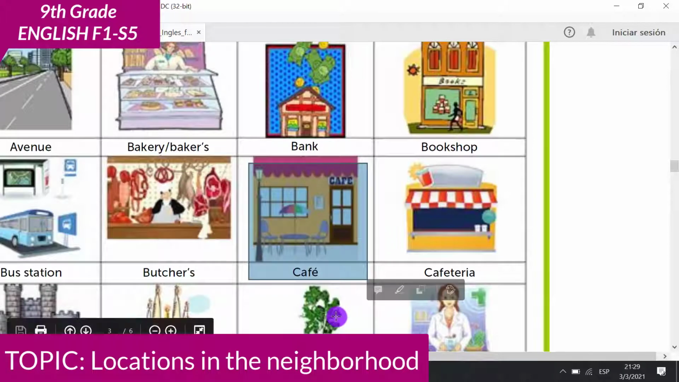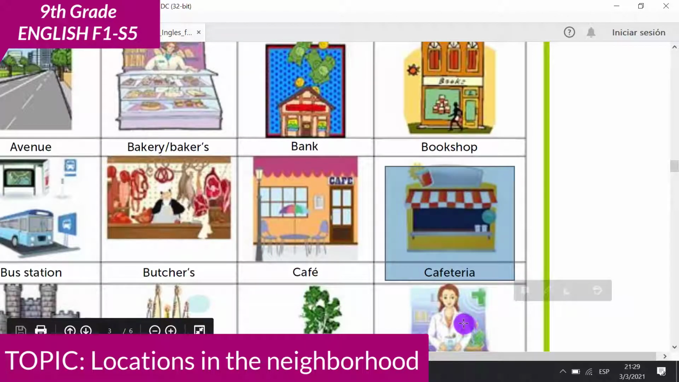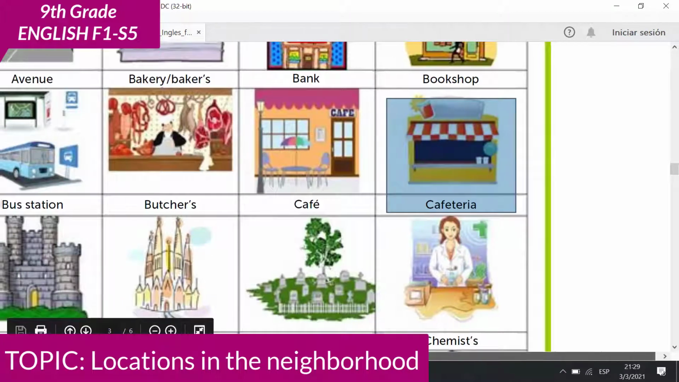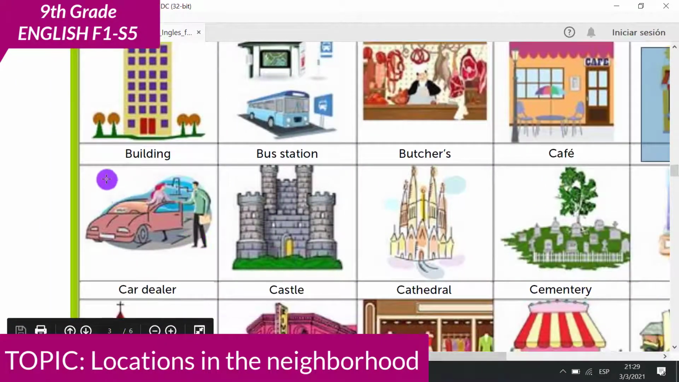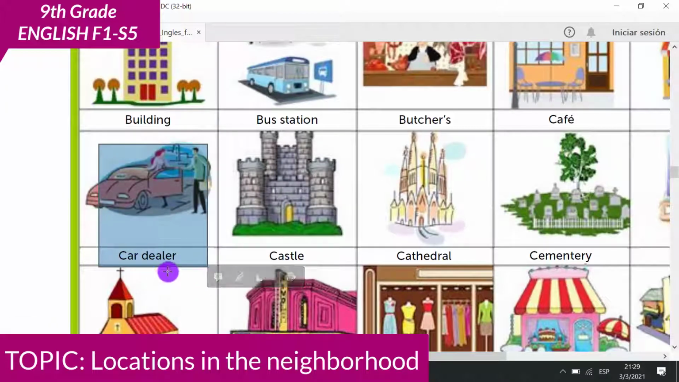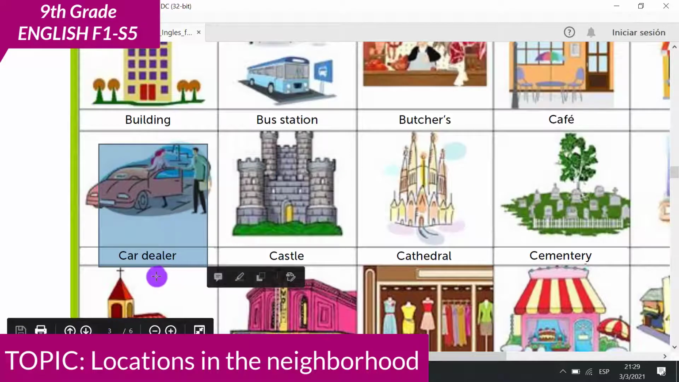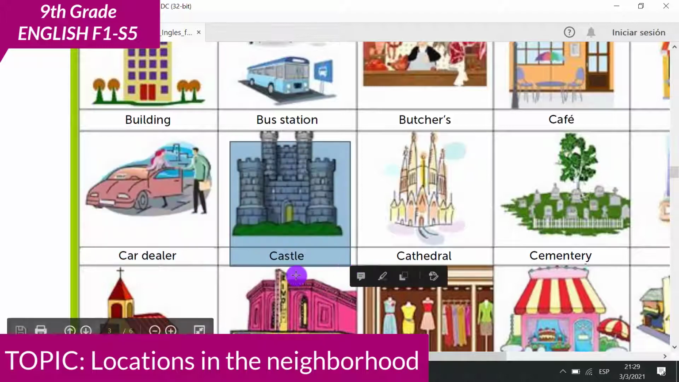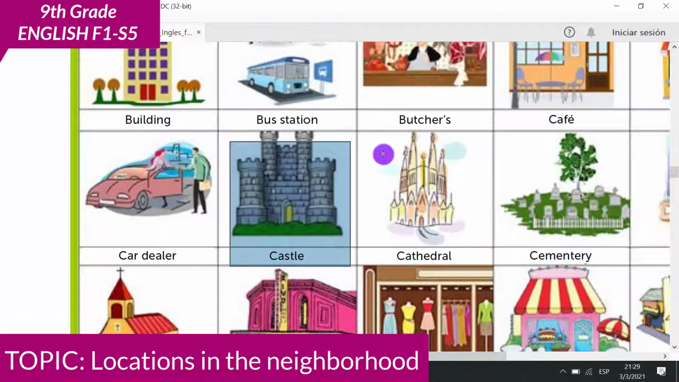Café, cafetería. Cafeteria. Cafetería también, solo que es un negocio más pequeño. Café es uno más grande, un poquito más formal. Car dealer, venta de autos. Castle, castillo.